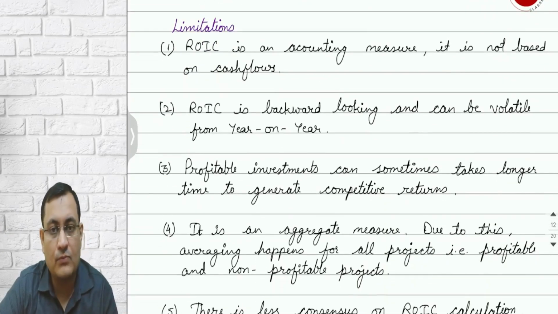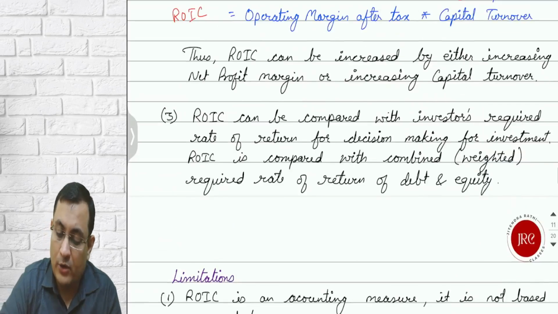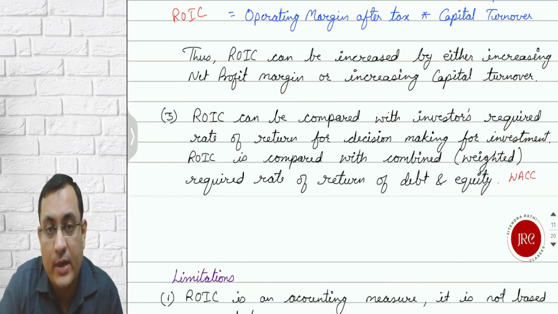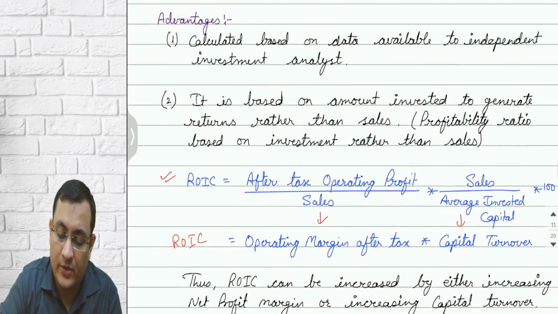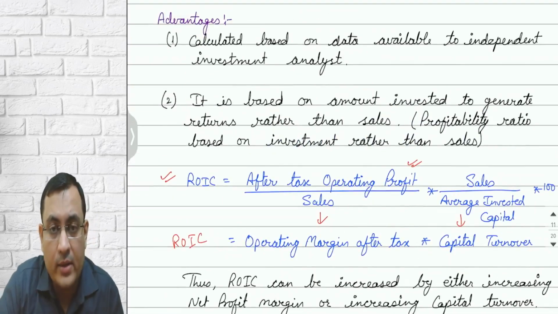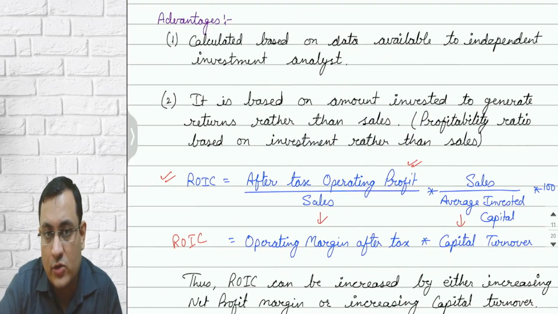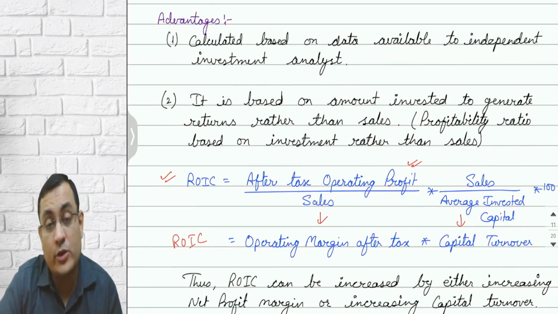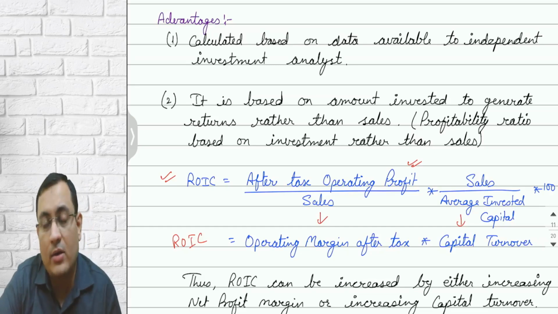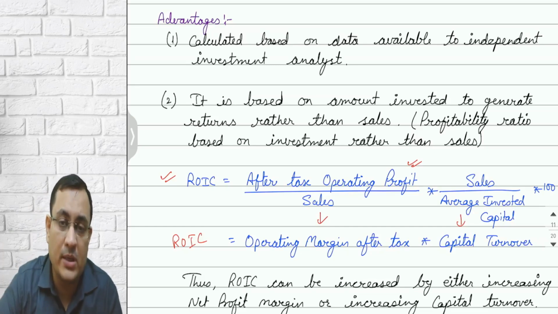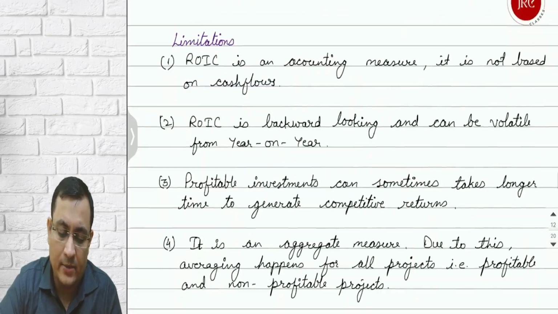Limitation. Okay, one more thing, it will be compared with the WACC, not the cost of equity or cost of debt, because we are using operating profits, not the earnings available for equity returns. Since this profit is available for both debt and equity investors, it should be compared with the required rate of return of both the investors, which is represented by WACC.